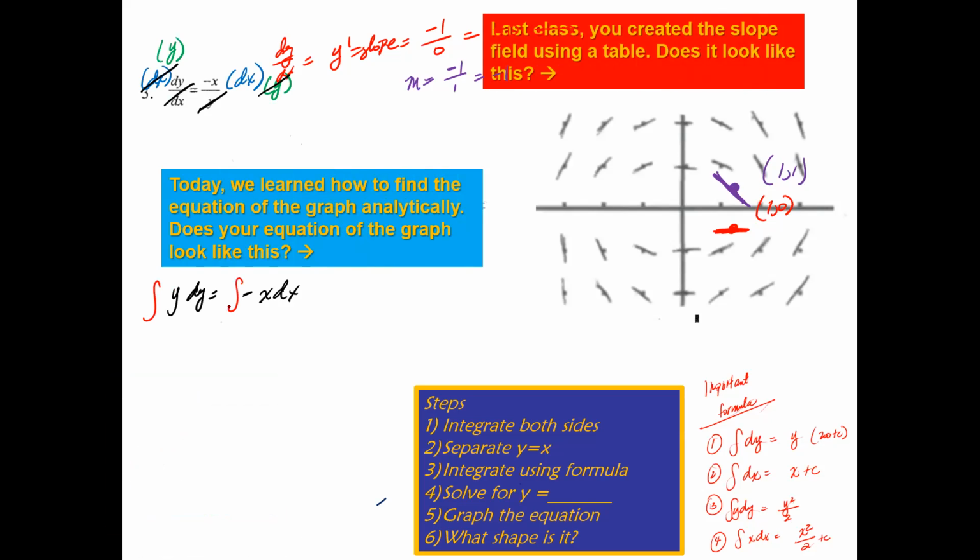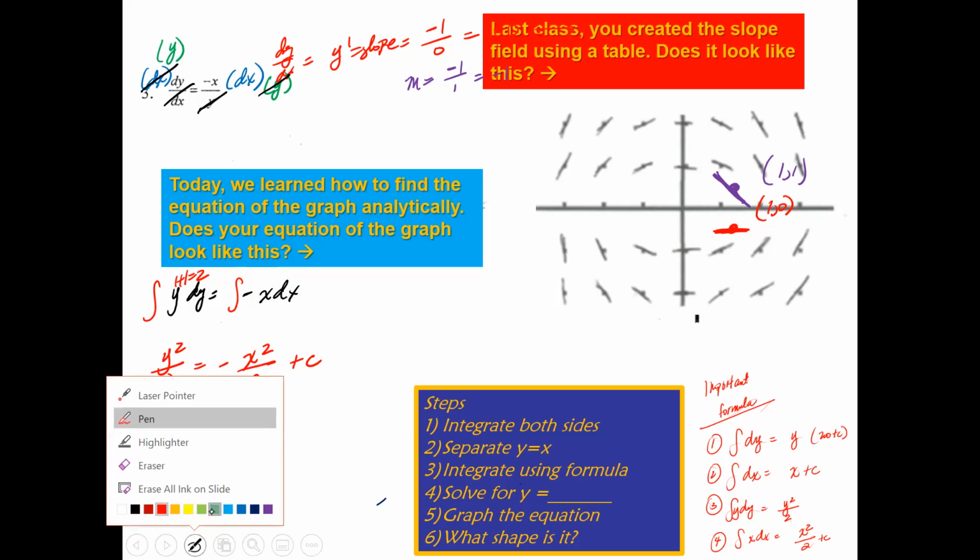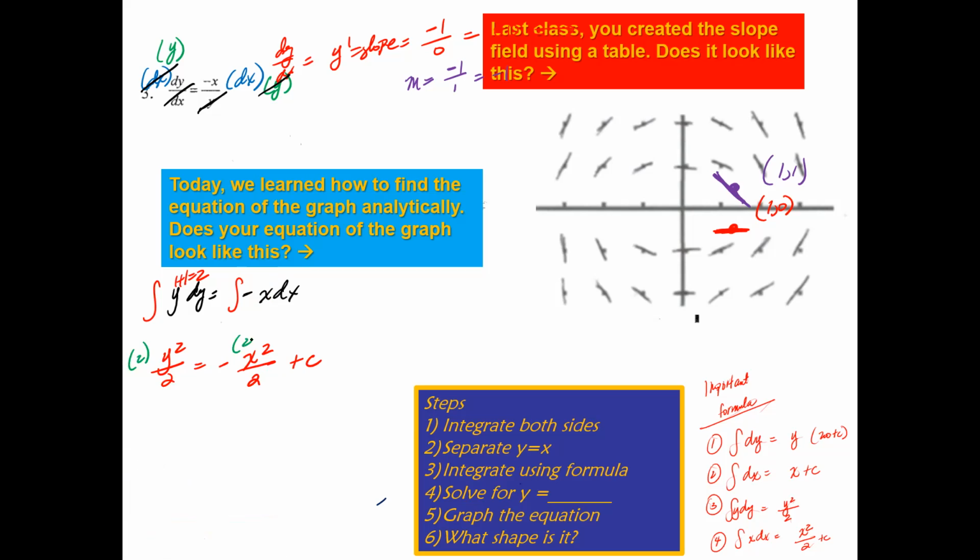Let's integrate this. Integral of y is a 1 plus 1, which is a 2. So you have a y squared over 2 equals, same thing over here with the x, you have a -x squared over 2 plus c. Your job here is to solve for y. So before you do that, you have to multiply both sides by the 2 to get rid of it. So y squared equals a -x squared plus 2c.